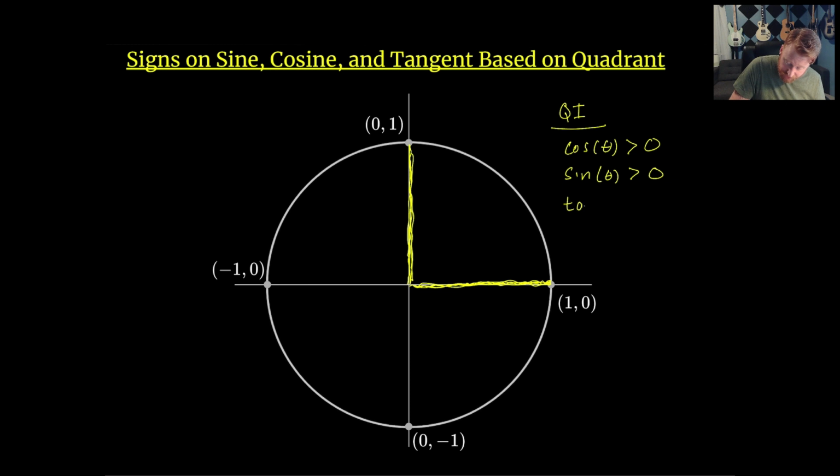If I want to take a look at tangent, we're just going to go through the main 3 here. But tangent of theta, well, tangent is just the ratio of sine and cosine, and that's going to be a positive over a positive, which is also positive. So what we see here is that all 3 of our main trig functions are all positive in this first quadrant here.